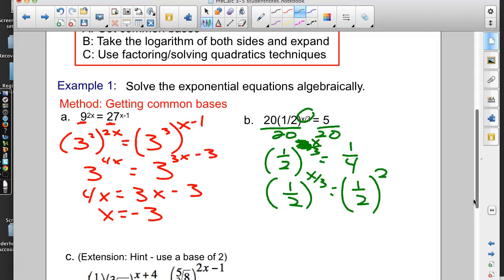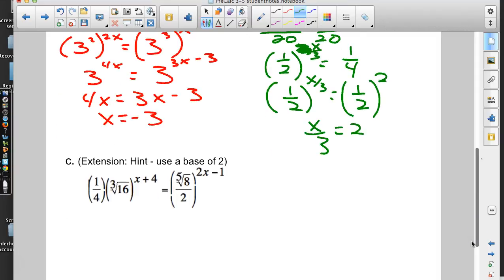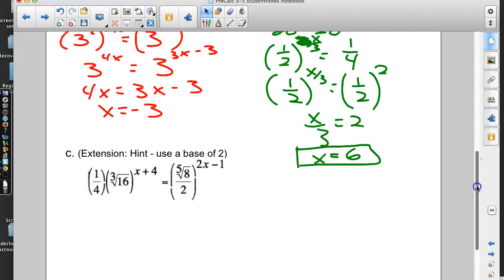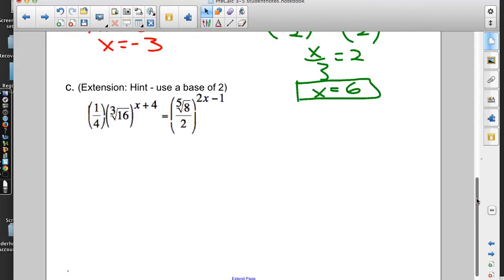And then we look at this and say, well, they already have the base of 1/2, so I'm going to go ahead and say x over 3 has to equal 2, and multiply both sides by 3, and get x equals 6. Now, there was another way to do this problem, and that would be instead of using 1/2, use 2 as your base. We definitely could have done that. We would have had some negative exponents to deal with, but that's another way to do this problem.